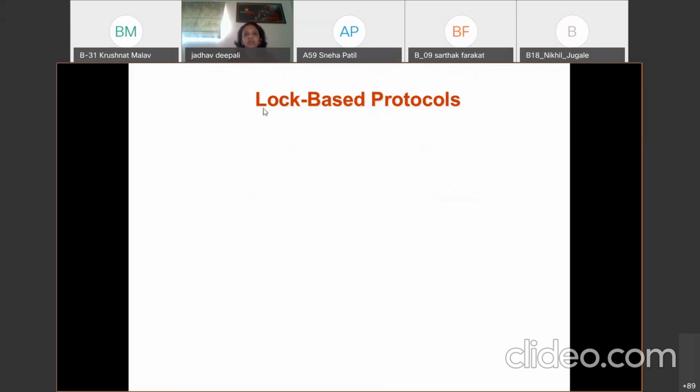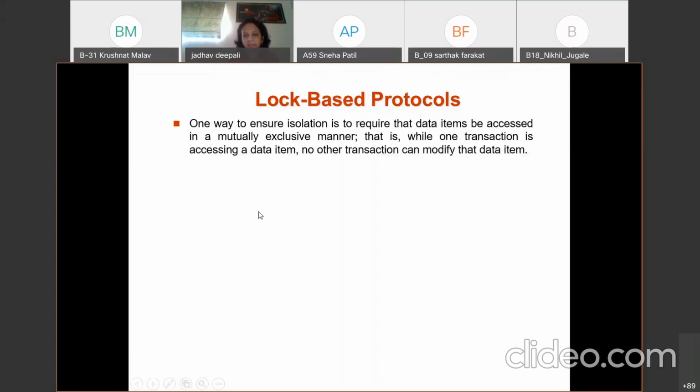So the word used here is log. In the next unit, we are going to use the word log, L-O-G, log. And here also log. So don't confuse between these two words. Log-based protocol. So what is this log-based protocol and what does it provide? One way to ensure isolation when we perform concurrent execution to preserve database consistency is to require that data items be accessed in a mutually exclusive manner.